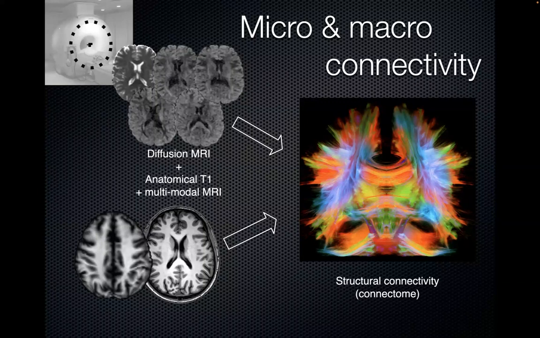And in this image, you have roughly millions of lines. They're not axons, right? Each line is a family of axons grouped together, connecting 2 gray matter regions together at the macroscopic scale.